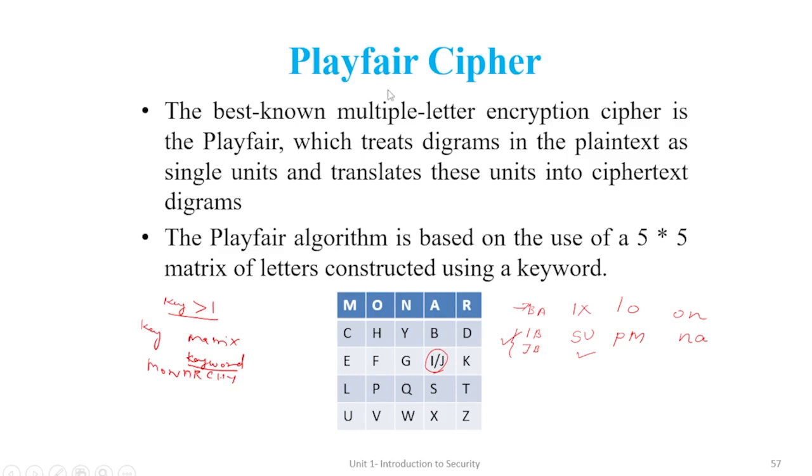Based upon this, the first technique is the Playfair cipher technique. It is the best known multiple-letter encryption mechanism in which two letters are treated as a pair. Those two letters of a pair are called a digram. In encryption, if a digram is taken for encryption, we translate it into two letters of ciphertext. Step 1 of the Playfair cipher is the construction of a 5 cross 5 key matrix. The 5 cross 5 matrix contains 25 values.